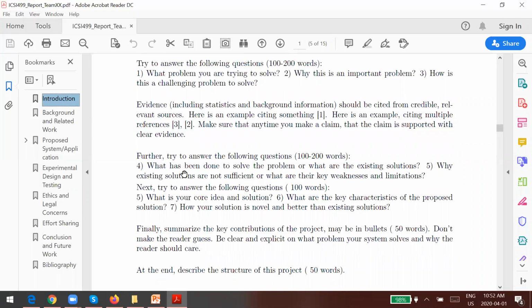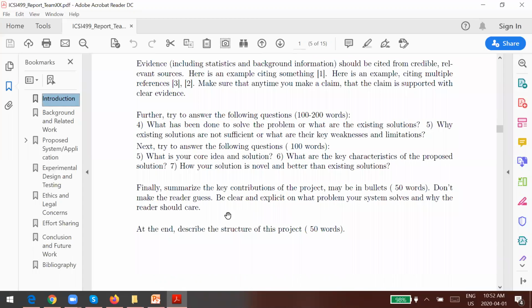Okay. Then the rest of the questions in the introduction would be questions number 4 and 5. What has been done to solve this problem, why existing solutions are not sufficient, and what are the key weaknesses and limitations. And then the next paragraph would be what is your key idea or core idea and solution. What are the key characteristics of the proposed solution, how your solution is novel and better than existing solutions. That can come in 100 words or so in this paragraph, or maybe 150 words is also fine.